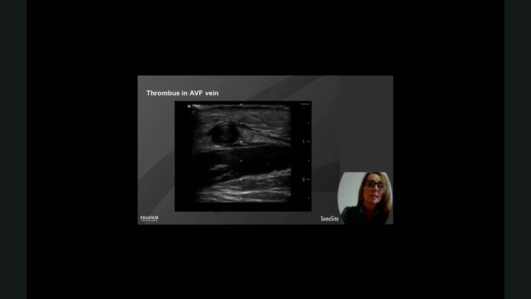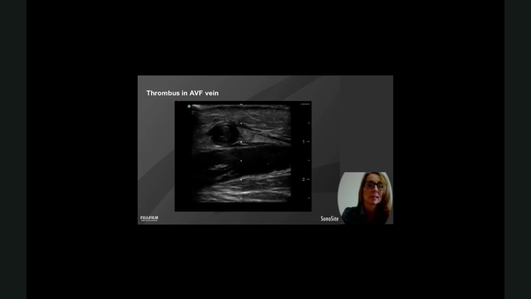This is thrombus in an AV fistula vein. This is a non-occlusive thrombus, so the fistula still had some thrill, and there was just a small plug of clot in the cannulation zone. The staff were attempting to puncture and saying that they weren't getting flashback and they weren't sure what was going on and thought they were missing the vessel. But when we put the ultrasound on, we realised that there was some thrombus in the vein in the area where they were cannulating.